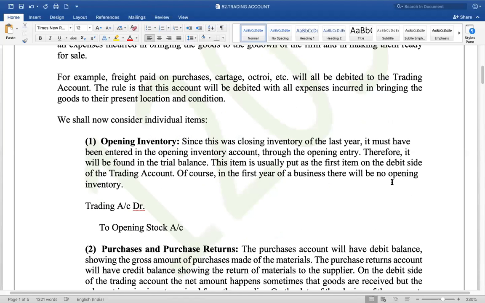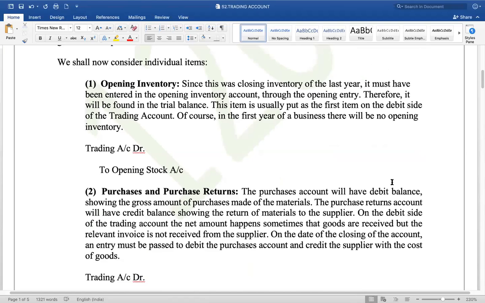Those items. Number one is opening inventory. When you are a trader, you keep buying and selling. Now, what was the closing balance? The closing balance of the goods last year will become the opening balance, the opening stock. That's called opening stock, opening inventory.